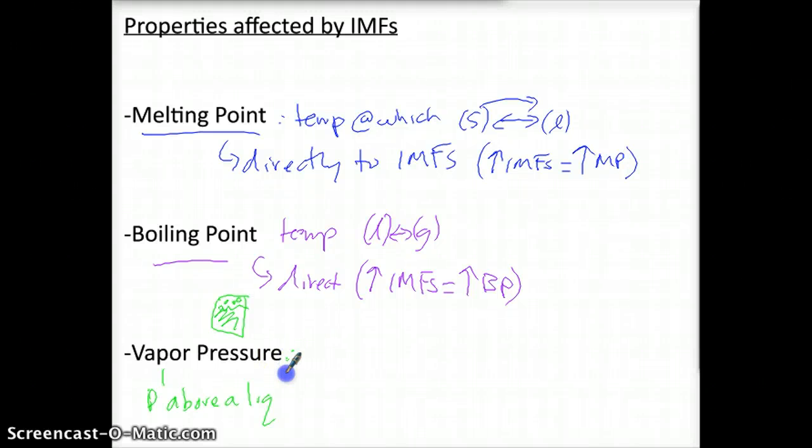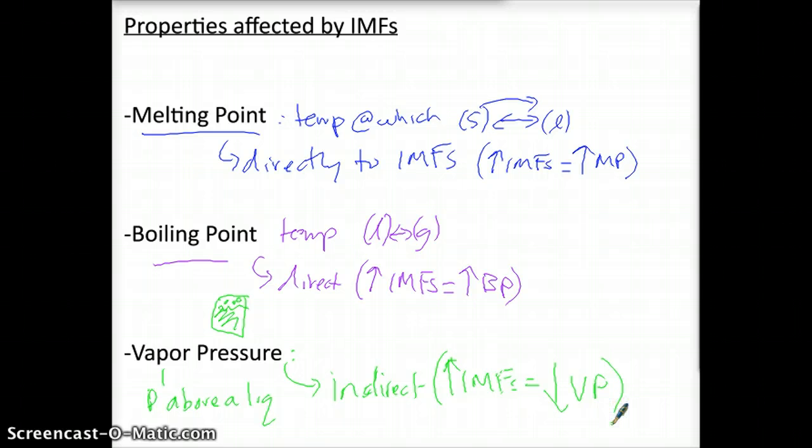This is inversely related, or indirect. Okay? So what do I mean by that? If you have stronger intermolecular forces, that means you're going to have a lower vapor pressure. And the reason for that, stronger intermolecular forces, the molecules are held together tighter in the liquid, so it's less likely that they're going to turn into a gas. It's going to take a ton of energy to move them into a gas, so you'll have fewer gas molecules, which leads to a lower pressure.